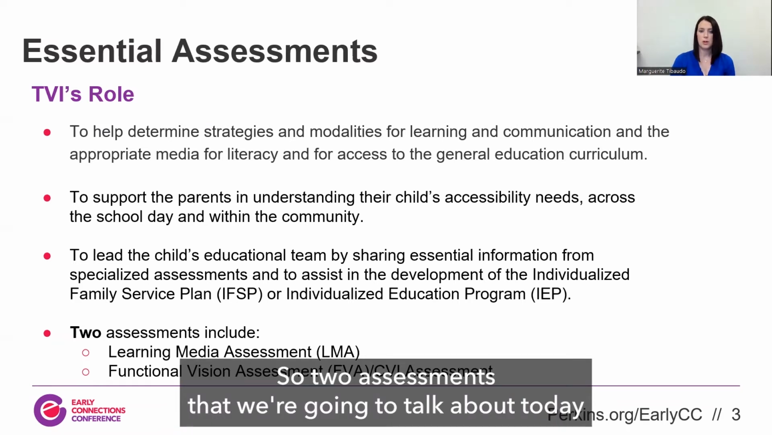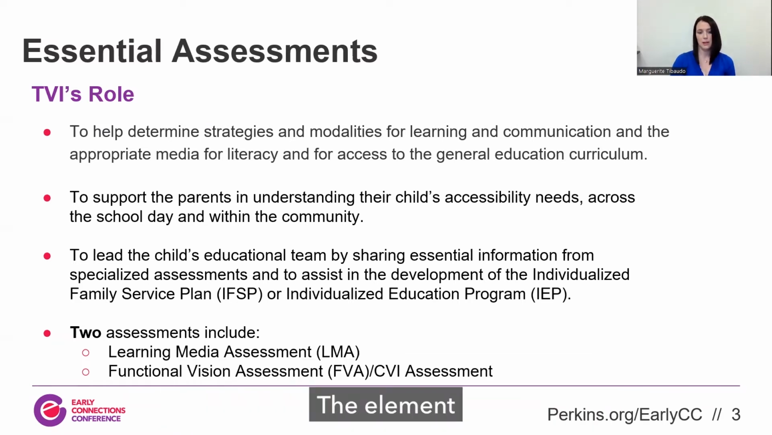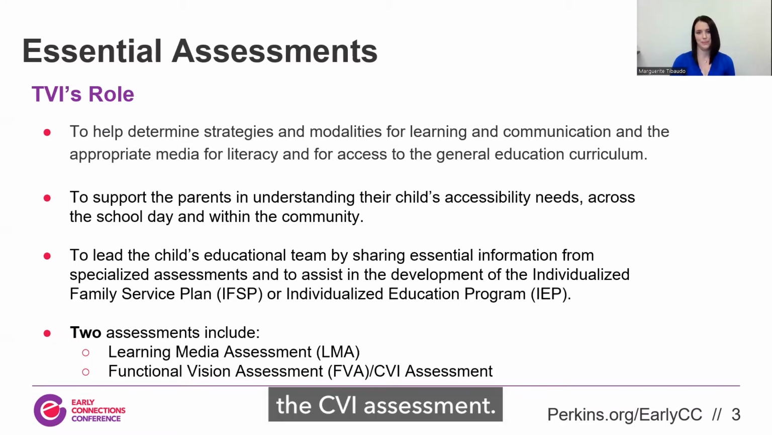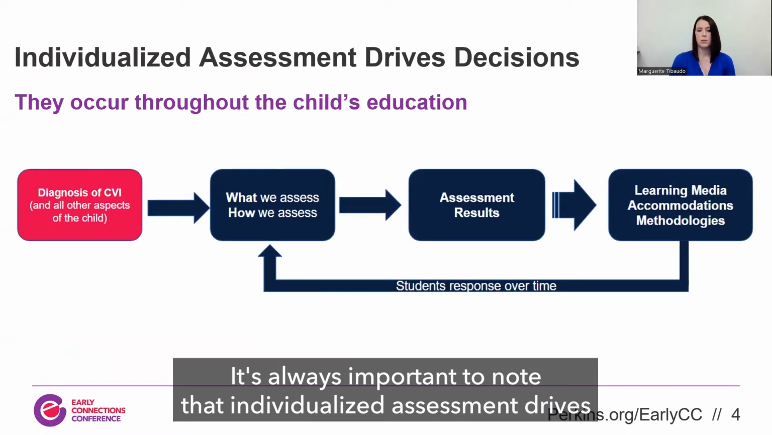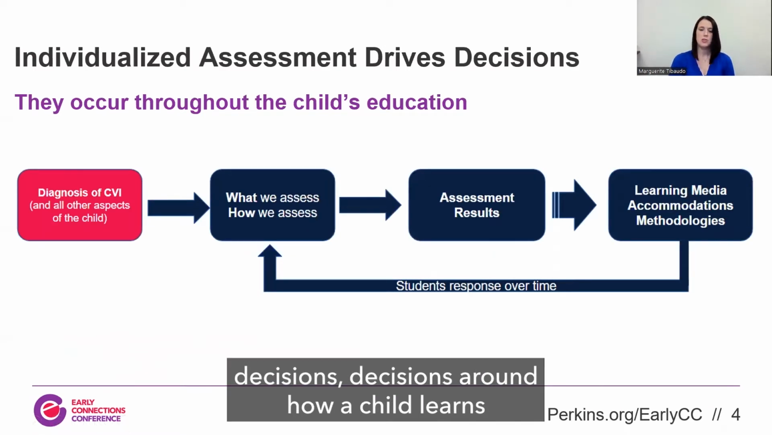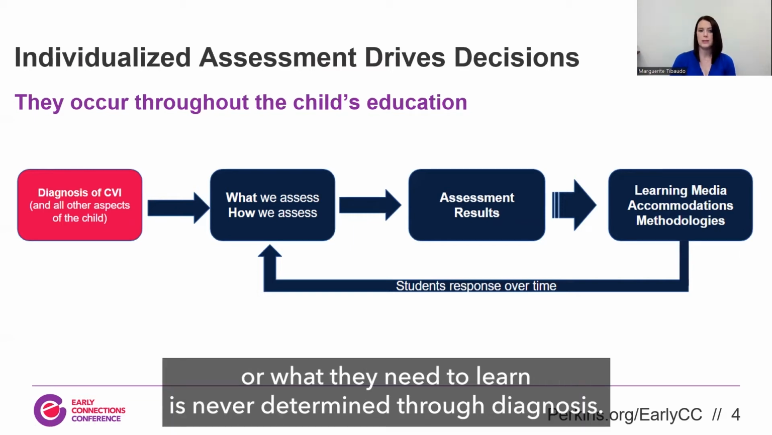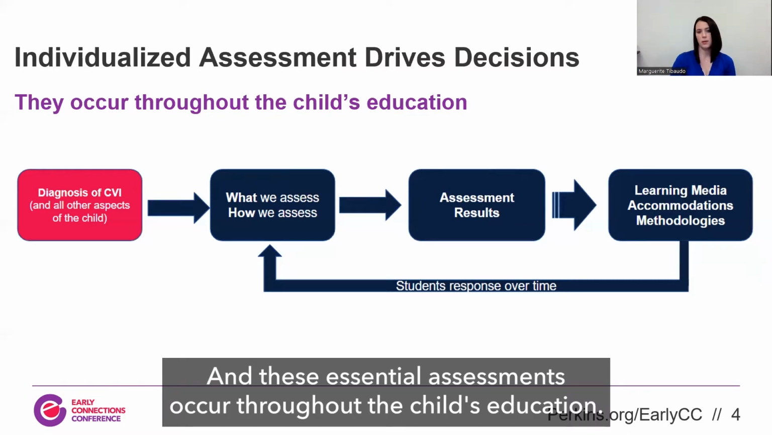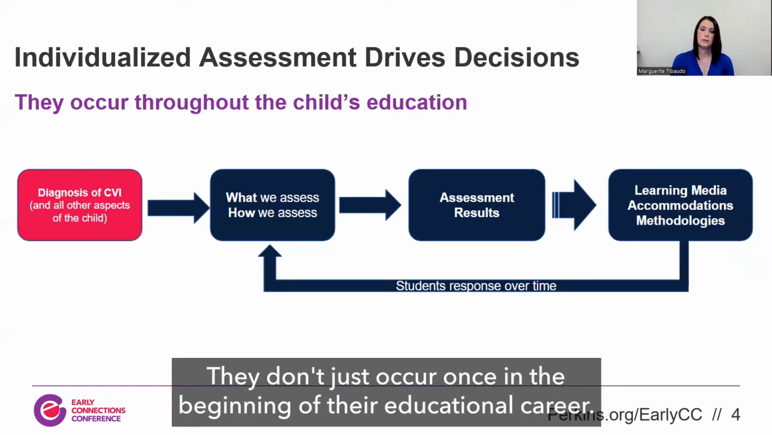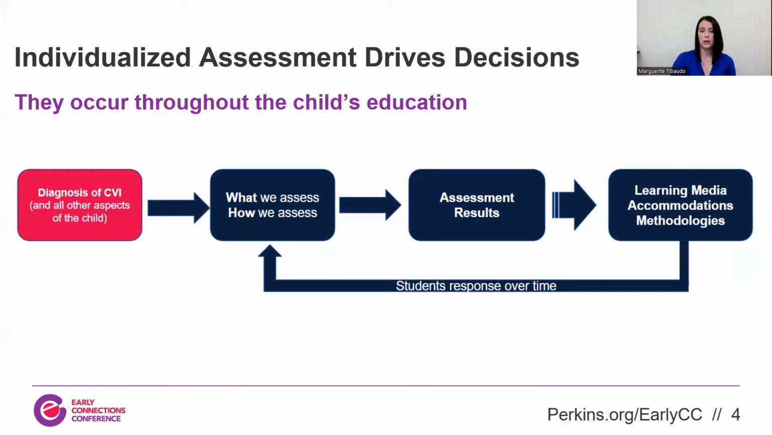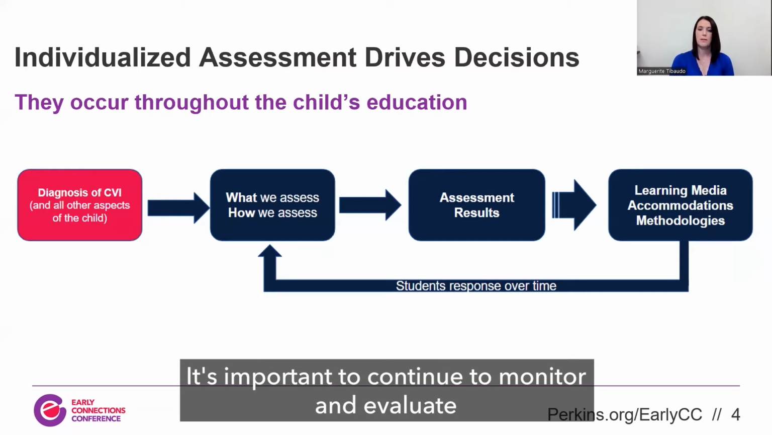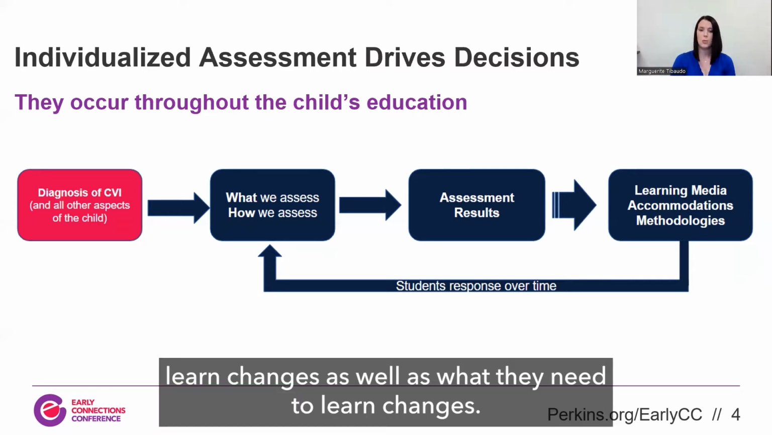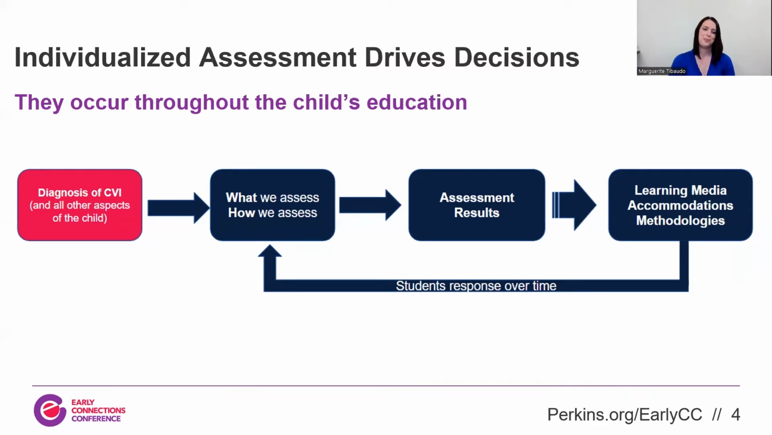So two assessments that we're going to talk about today include the Learning Media Assessment, the LMA, and the Functional Vision Assessment, and specifically in this case, the CVI assessment. It's always important to note that individualized assessment drives decisions. Decisions around how a child learns or what they need to learn is never determined through diagnosis. And these essential assessments occur throughout the child's education. They don't just occur once in the beginning of their educational career. It's important to continue to monitor and evaluate throughout the progression of that child's education because the way that children learn changes as well as what they need to learn changes.